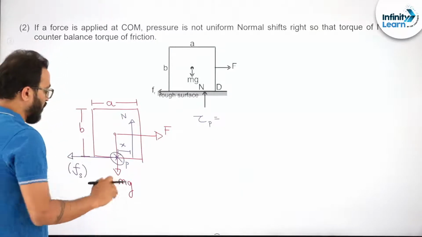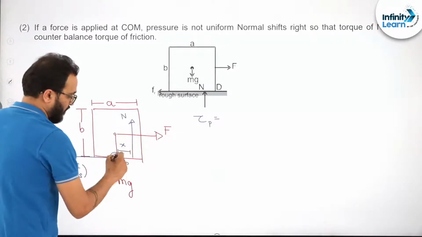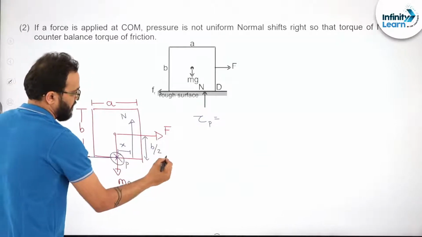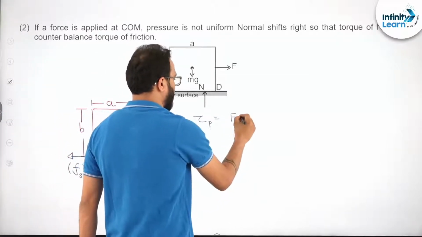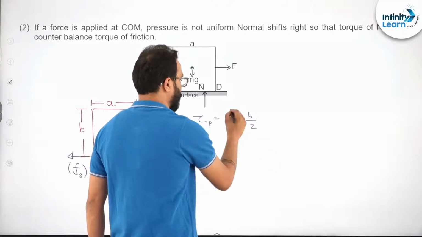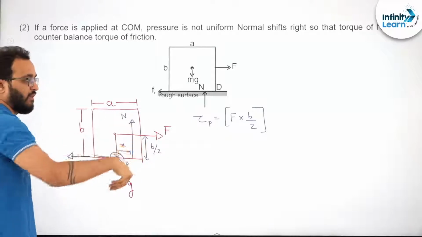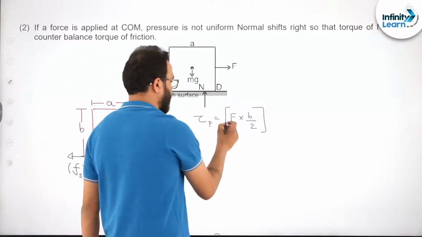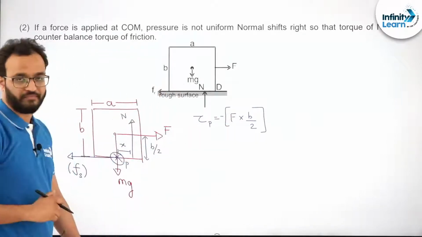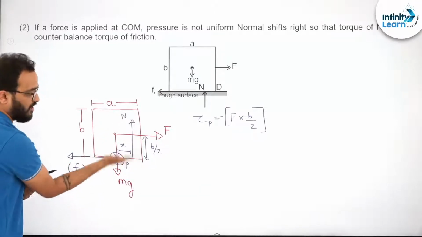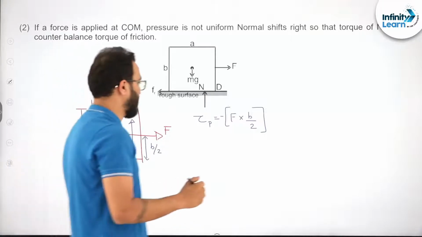Number 1, torque of capital F. Now what is the distance of capital F from this axis? Perpendicular distance, you will say, sir, B by 2. So it will be F into B by 2. Now how will be the torque? The torque will be like this, minus k cap, right? So I will give it negative sign. Normal torque about this axis will be like this, outside, plus k cap.